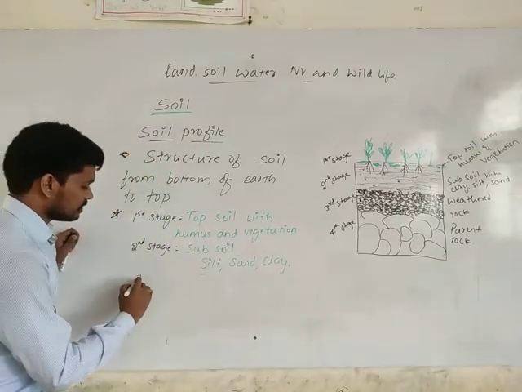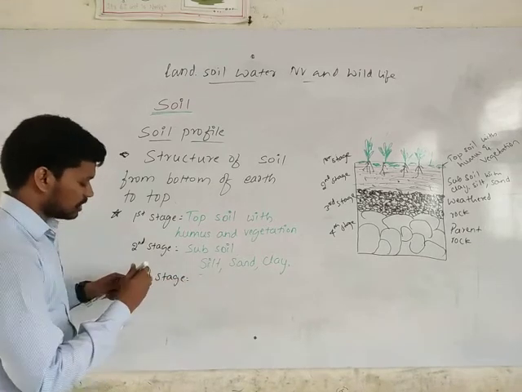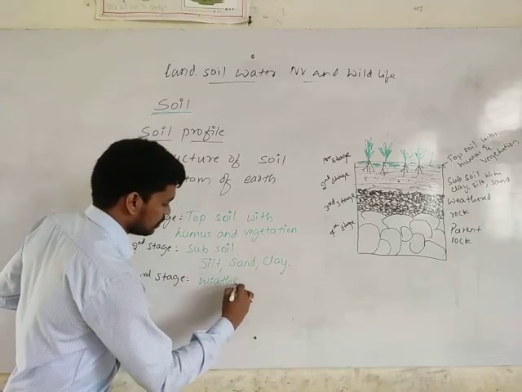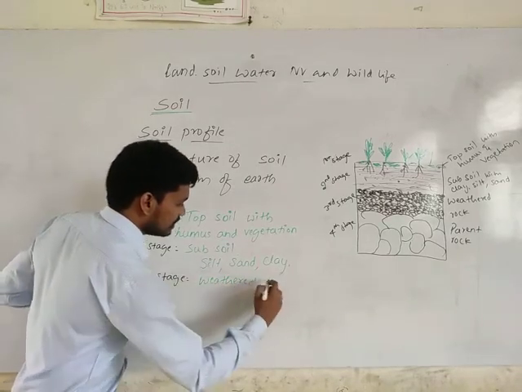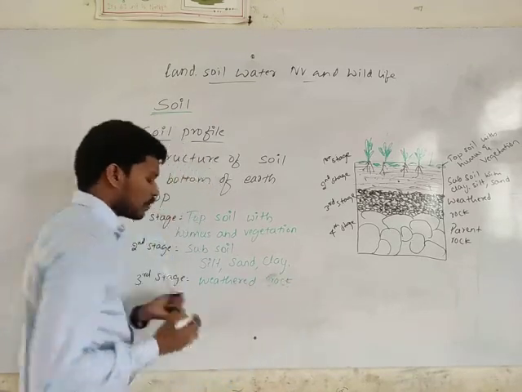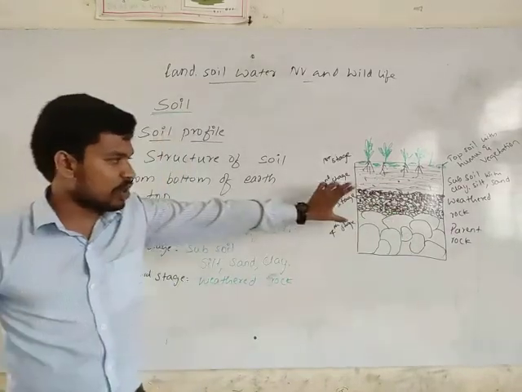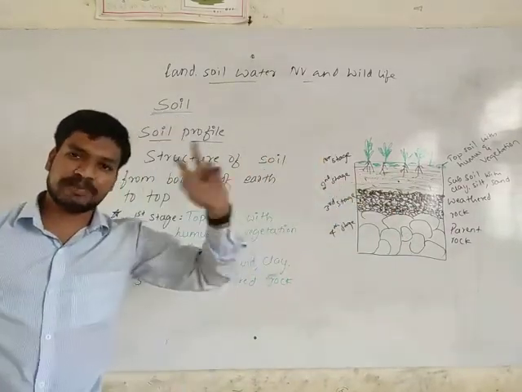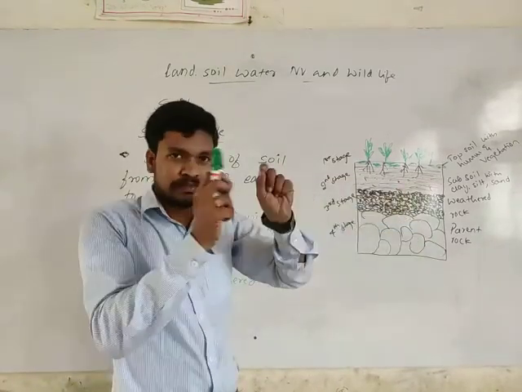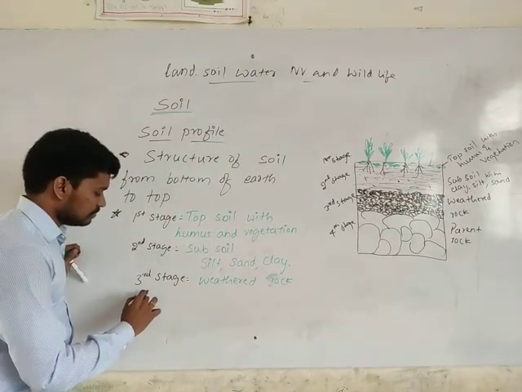Then in the third stage, we have weathered rock. Weathered rock means the rock which has broken into many tiny pieces. This rock has gone through high temperature, high pressure and high density. That's the reason this big rock has gone into small pieces. This is the third stage.